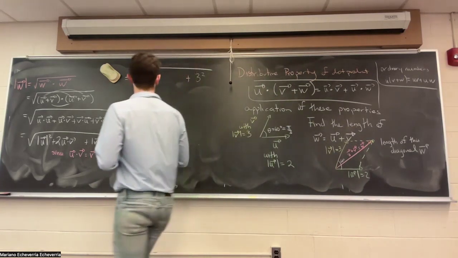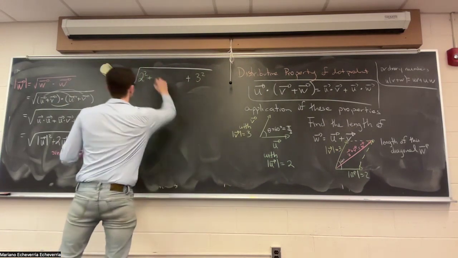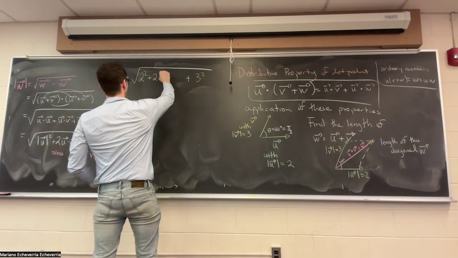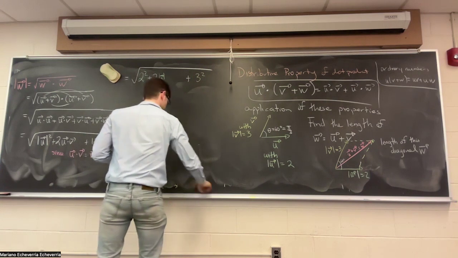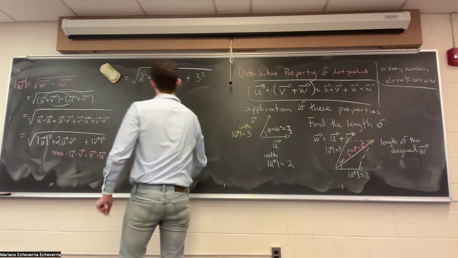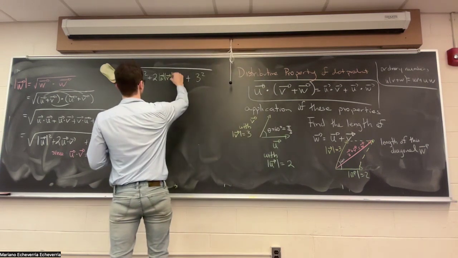And then you get 2 times the dot product. What is the formula for the dot product? It is the product of the lengths and the cosine of the angle between them. Okay, so that's why we needed the cosine as well.